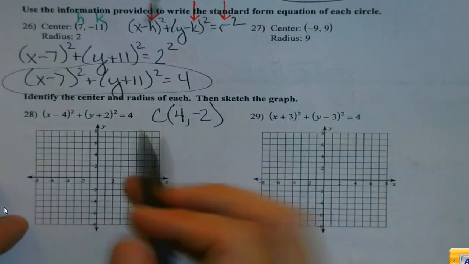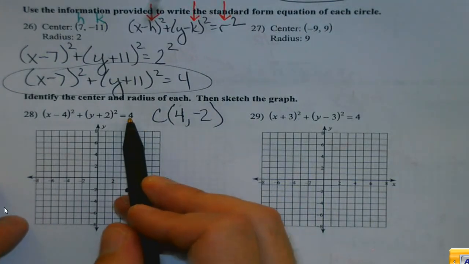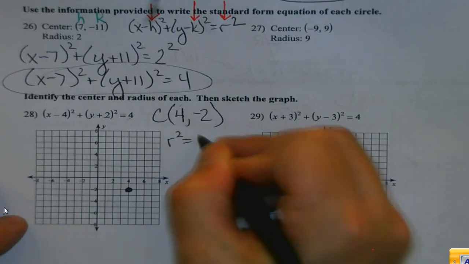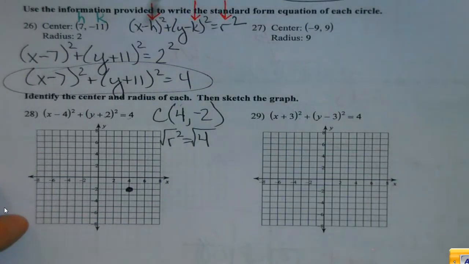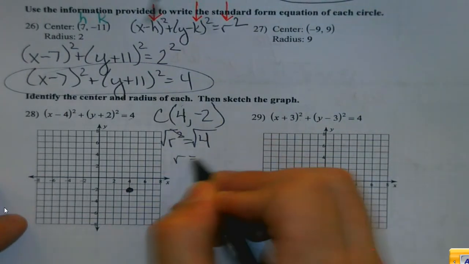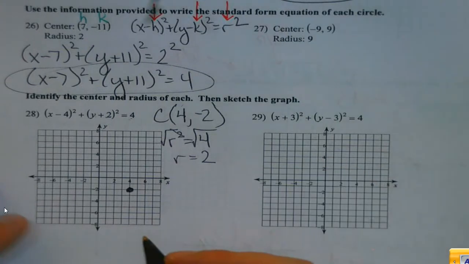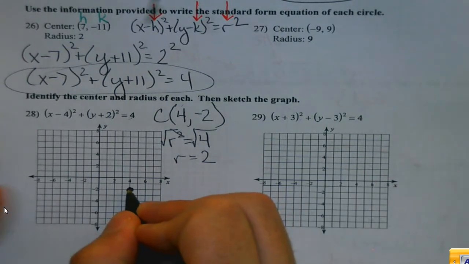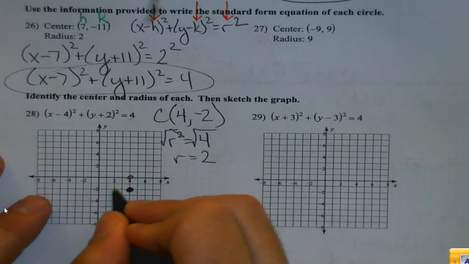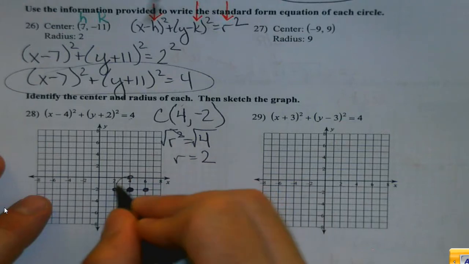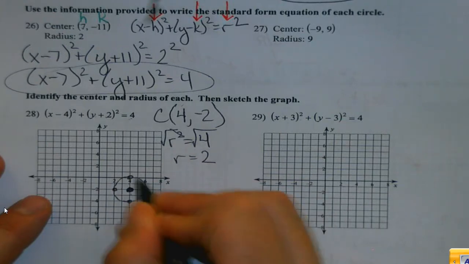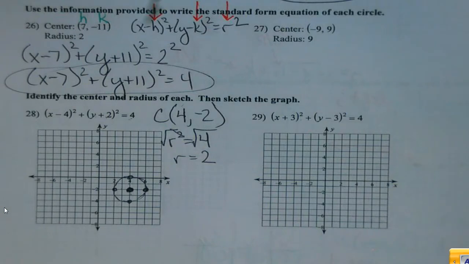And then remember, this is my radius squared. So if r squared equals 4, I just take the square root of whatever that value is. The square root of 4 is 2. And like we did before, to make the circle, I'm going to go 2 up, 2 left, 2 down, 2 right. And then do my best job to make it look like a circle. But I've got to take that square root there. If I forget that, I'm kind of off.